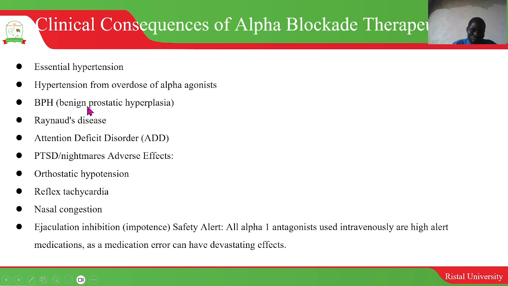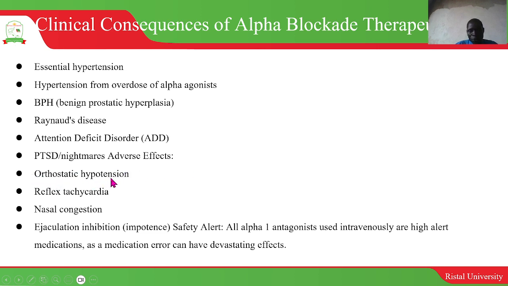Okay, and then there's what we call benign prostatic hyperplasia. This is a benign condition that causes enlargement of the prostate in men, especially over men over 40 years. But of course, they are saying these drugs can induce this even if you haven't reached that particular age. Raynaud's disease. We also have attention deficit disorder. We have PTSD, post-traumatic stress disorder, or nightmares.